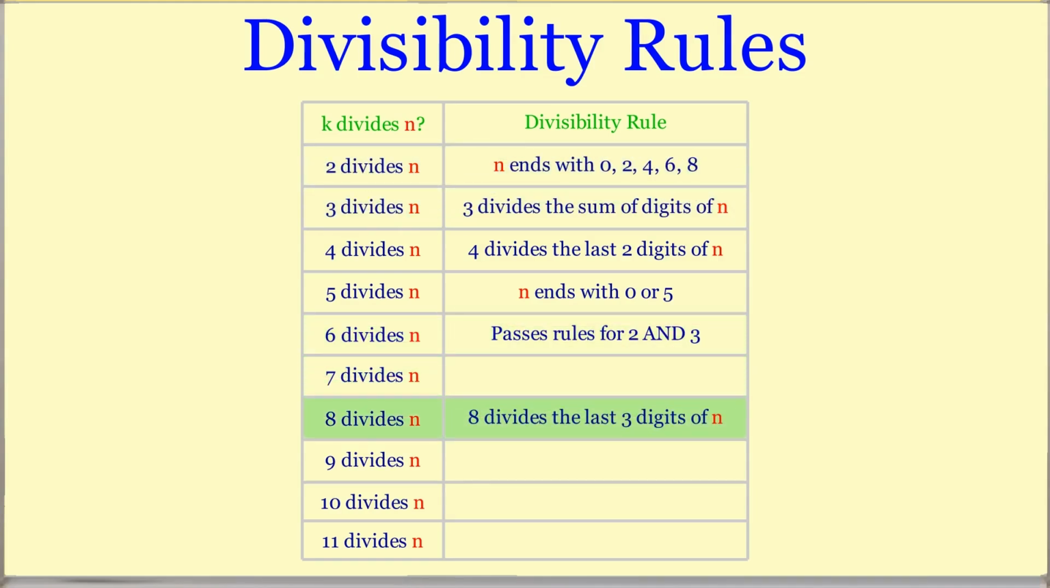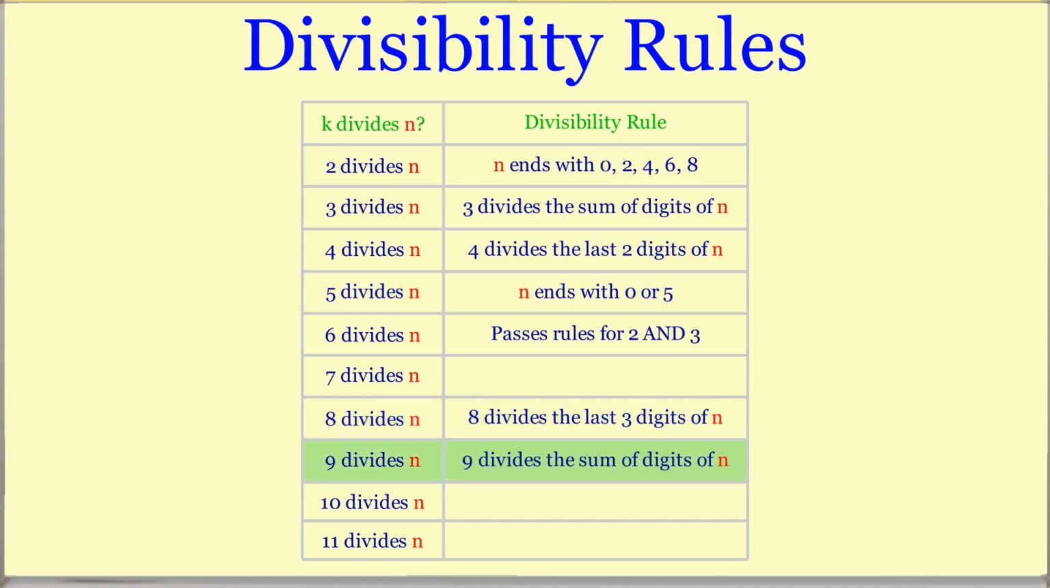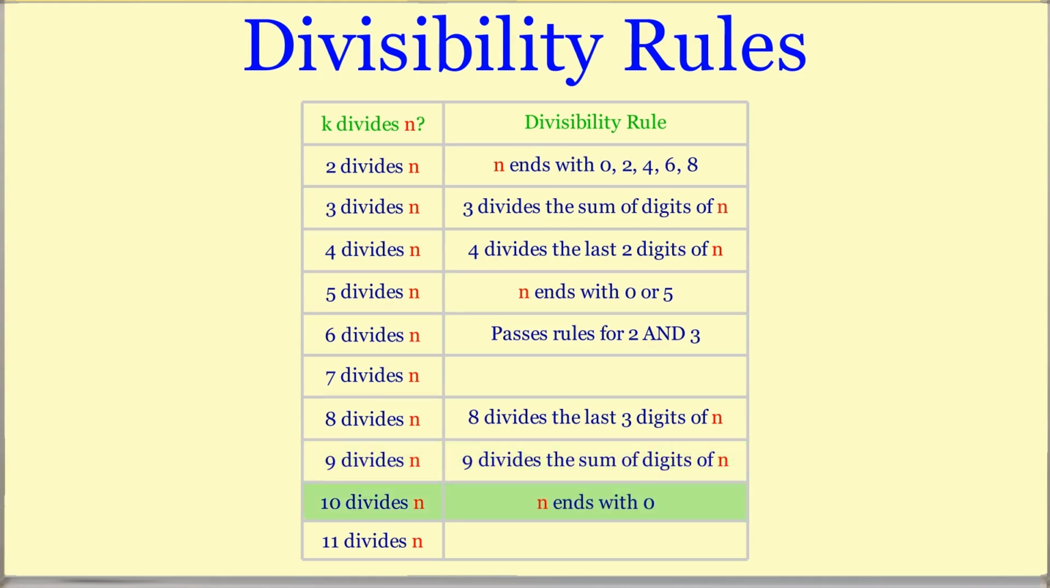For 8, look at the last 3 digits. If they are divisible by 8, the whole number is. For 9, it is exactly like the rule for 3. If the sum of all the digits is divisible by 9, you have a winner. And for 10, the neatest of them all, the number simply must end in 0.